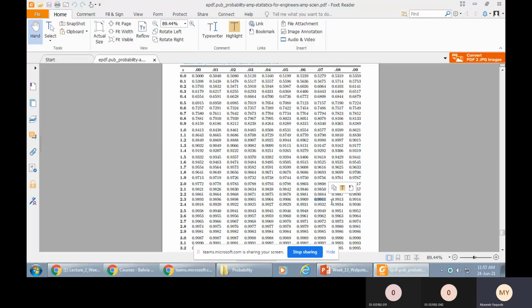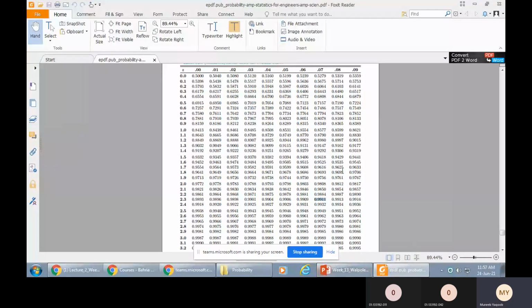Now this is the probability of positive 2.37. But we need to calculate the probability of z less than minus 2.37. To calculate that, we will write 1 minus the probability of z less than 2.37, and hence it will become 1 minus 0.9911, which is 0.0089. So this is the procedure by virtue of which we can calculate probabilities of Z from this table.